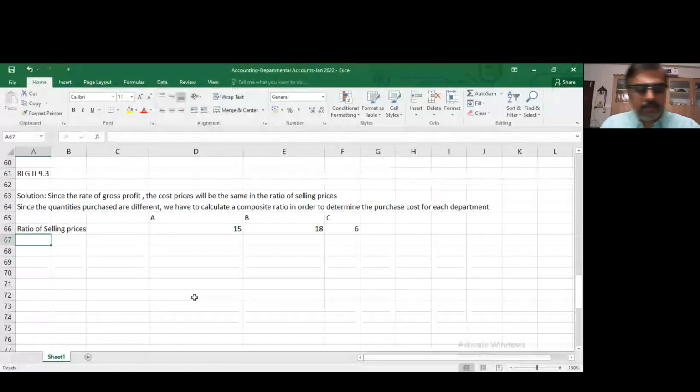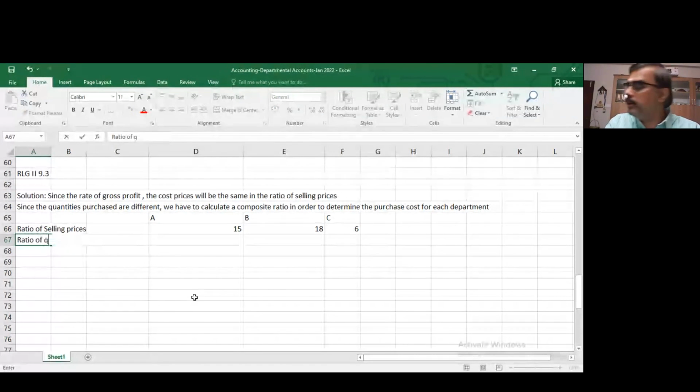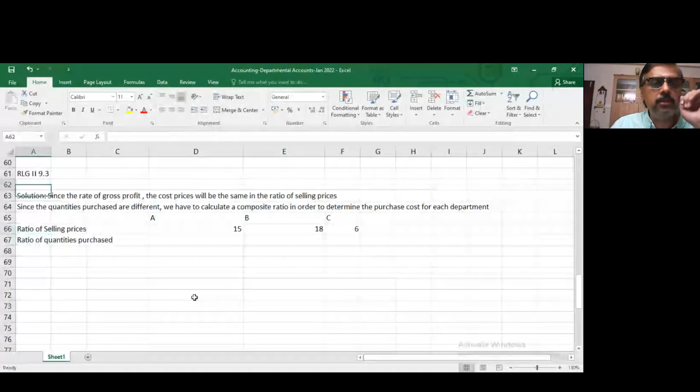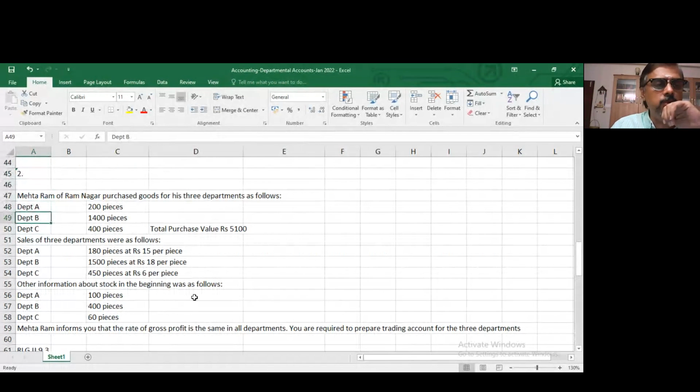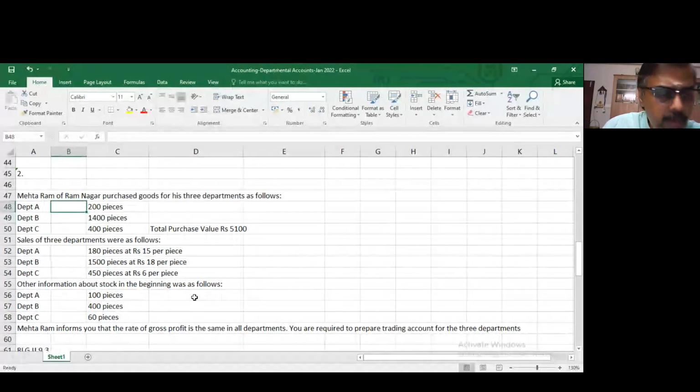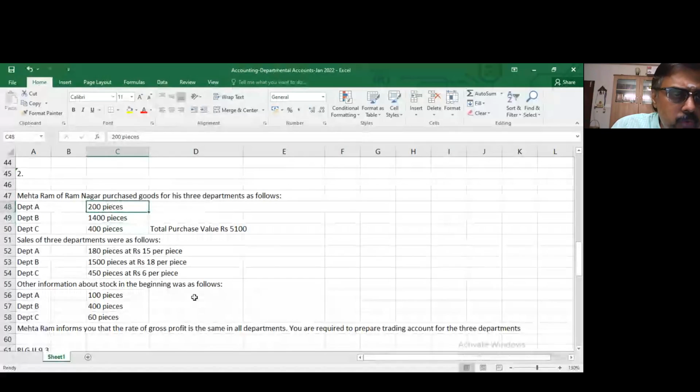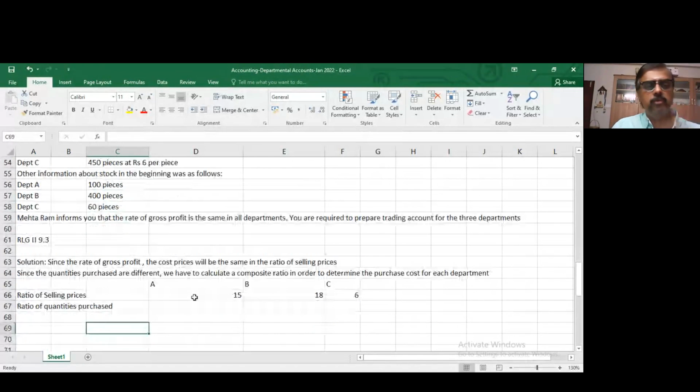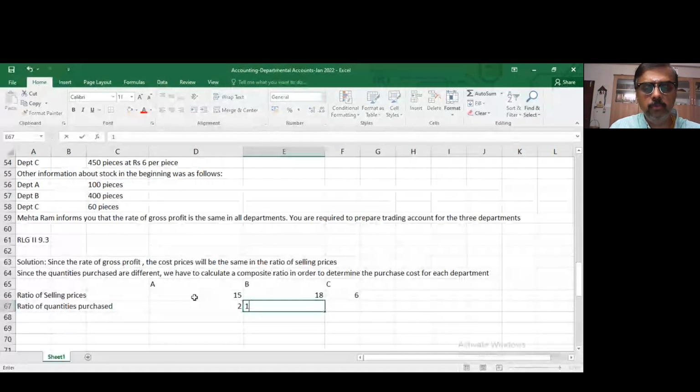Quantities. Ratio of quantities purchased. This is a weighted average, like quantities purchased. Look at the quantity here. For department A, purchase quantity is 200. So I can call it 2 is to 14 is to 4. Are we able to understand what I'm doing? The quantities are different. So I'm going to say 200, 1,400, 400, which is 2 is to 14 is to 4.